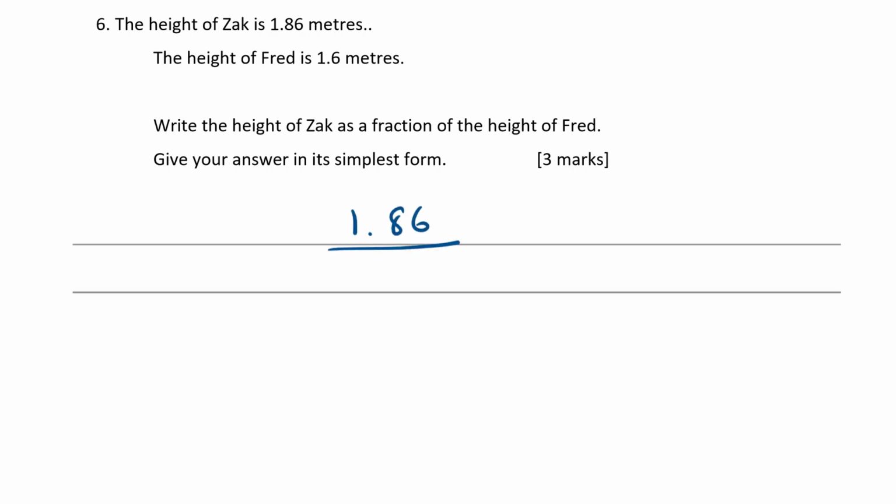1.86 divided by 1.6. Now again, we've got decimals here, which we can easily get rid of by multiplying top and bottom by, well, let's do it by 100. So what will that give me? That will give me 186 over 160, won't it? So it's a top-heavy fraction.